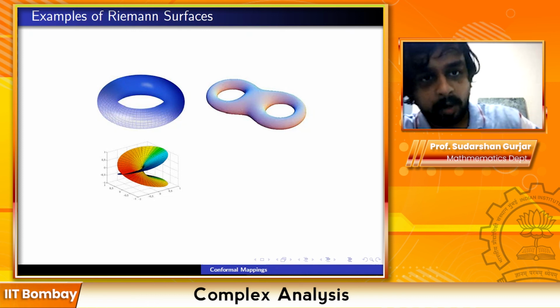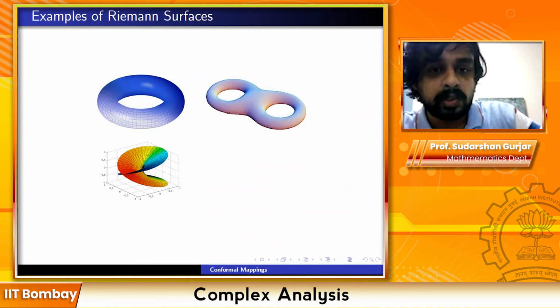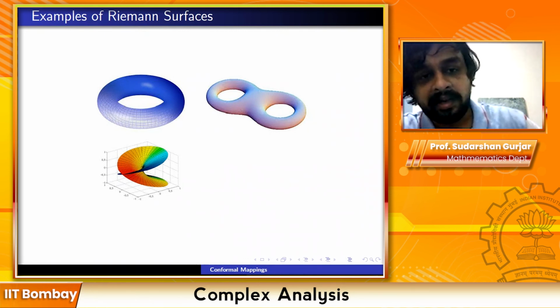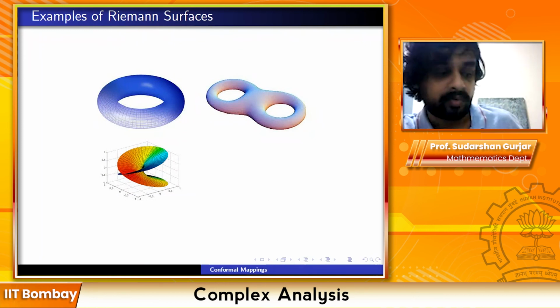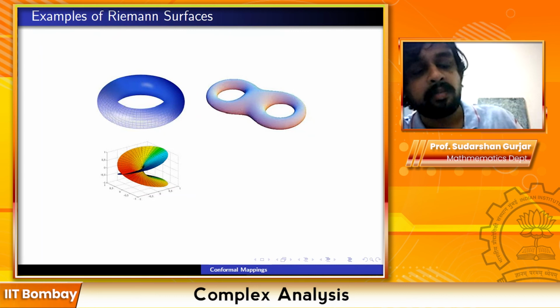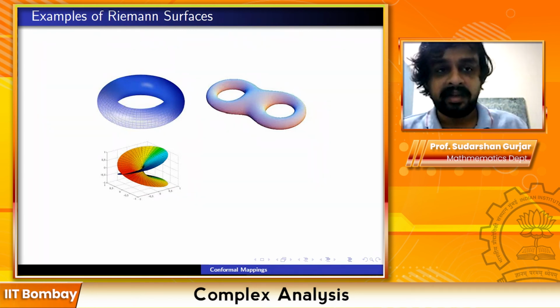The essential problem with square root z is that every complex number has two square roots. So it's like a multi-valued function. And you can construct Riemann surfaces on which multi-valued functions become single-valued. That is one of the features of Riemann surfaces, one of the reasons why they are important. So these are examples of Riemann surfaces, and these are not the only ones. I've just drawn three of them.